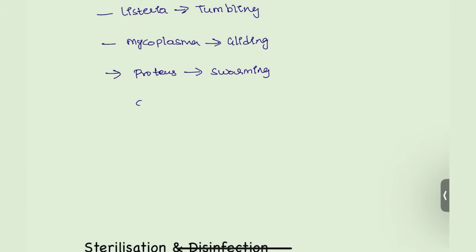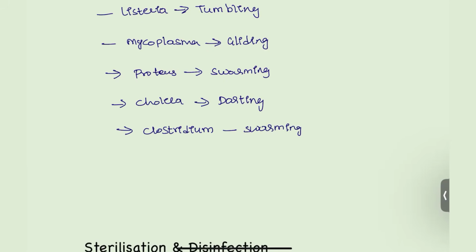Next, cholera will have the darting motility. Clostridium, all the Clostridium species will also have the swarming motility. Next is spirochetes, the cause of syphilis. This is going to have the corkscrew motility.